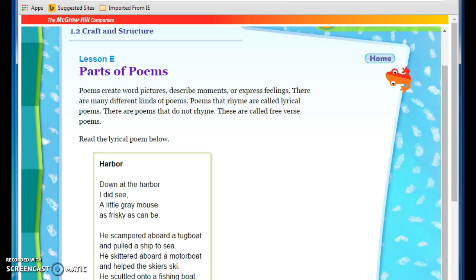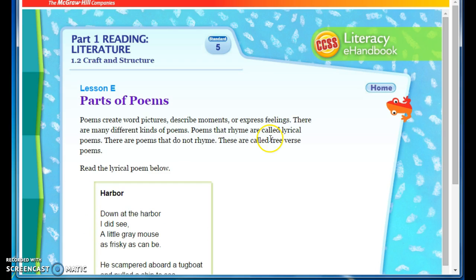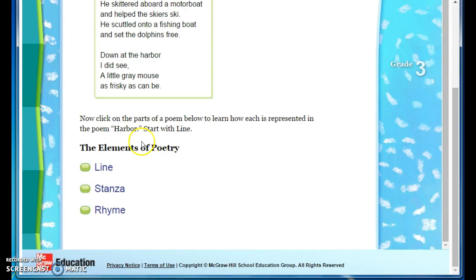Before coming to third grade, it wasn't necessary for students to understand the elements of a poem. As a whole group lesson, I pulled up the McGraw-Hill website and showed the students this short little poem as well as the 3 different elements that relate to the poem. As a class, we went through what a line was, what a stanza was, and what a rhyme was, and defined it in terms that a third grader would understand.